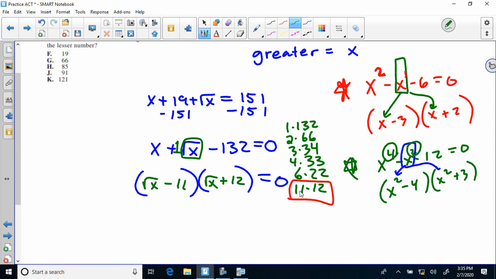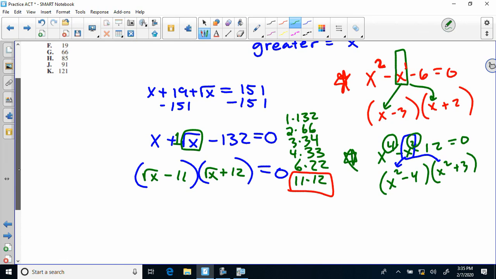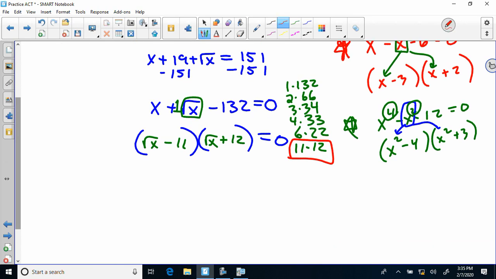If I FOIL that out, I'm going to get back to where I started, and you're welcome to FOIL it. But if you set these to 0, because I need to solve these, I would do square root of x minus 11 is 0. Add 11 to the other side, and then you'd have to square both sides to get x by itself, and you would get x equals 121.